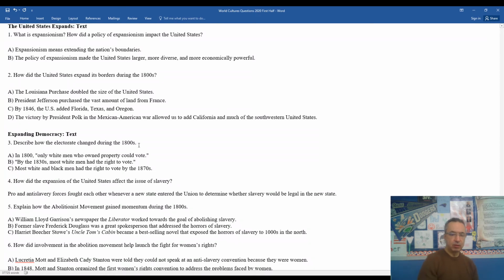Three, describe how the electorate changed during the 1800s. In 1800, only white men who owned property could vote. By the 1830s, most white men had the right to vote. Most white and black men had the right to vote by the 1870s.